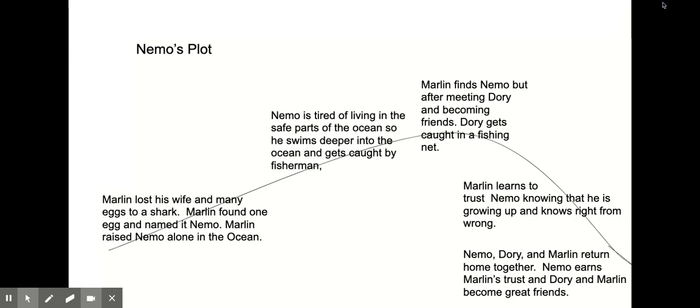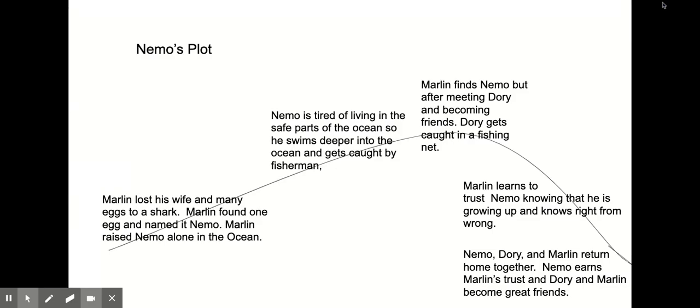And during this time, we also have a small problem during the climax, and that's when Dory gets caught in a fishing net. But with all these things, after this, Marlin learns to trust Nemo, knowing that he's growing up and knows right from wrong. So that's when you notice that the characters are trying to solve their problem.